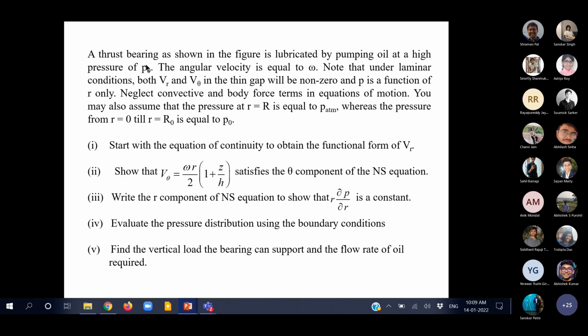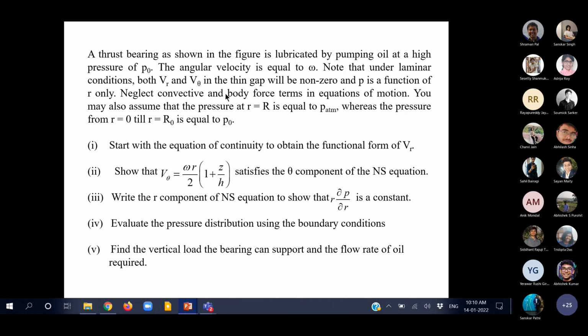So therefore, I have explained this problem. The outside pressure is P atmosphere, whereas the pressure from r equals 0 to r equals R0, that means the smaller hole through which the liquid comes in, is equal to P naught. Under laminar flow conditions, we're going to assume that both Vr, the radial velocity, and V theta will be non-zero, and P can be assumed to be a function of r only. As the gap between the two disks is small, there is not going to be any tangible variation of P with z. It's a function of r only.